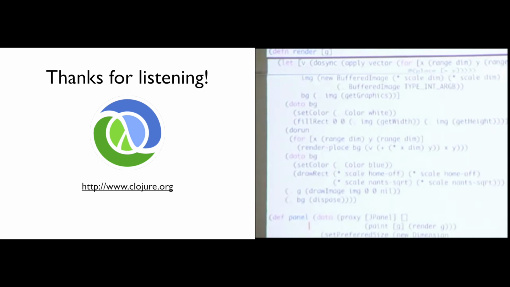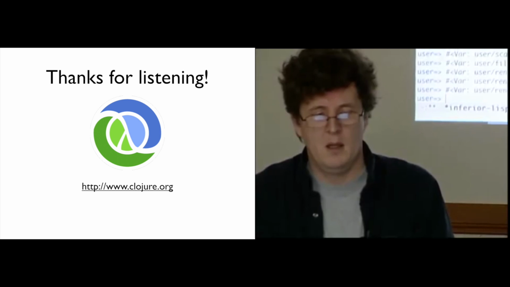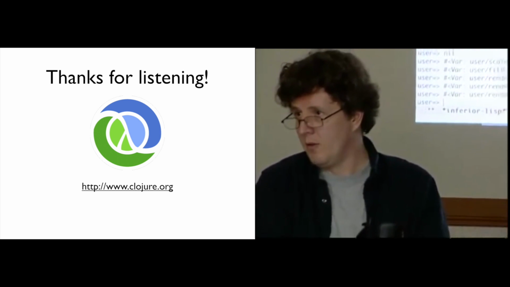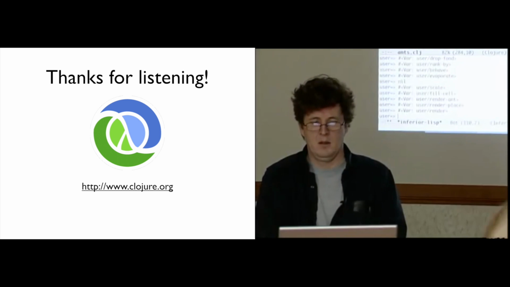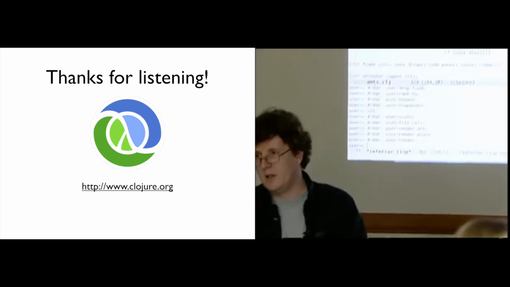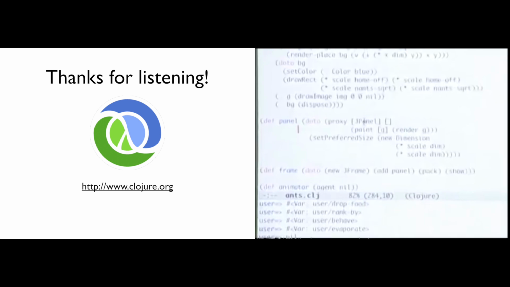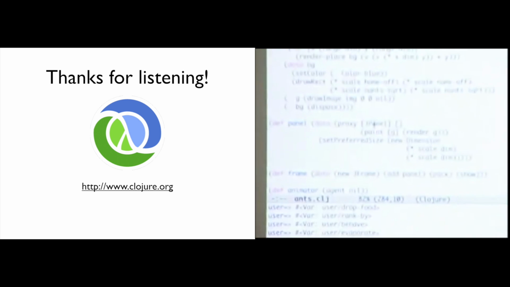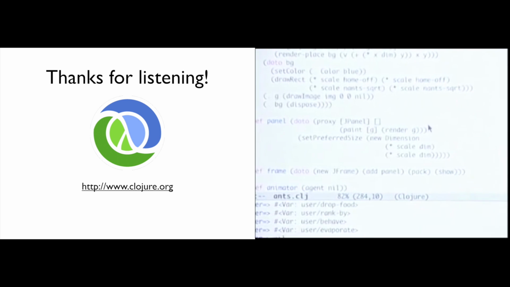I need a panel. That's a graphics thingy, right? That's your window. JPanel, paint. I've just defined an instance of a derived class of JPanel and defined the paint function. That's it. That's all it takes. So you say proxy, you put one class and zero or more interfaces, and you'll get a proxy class defined that is a derivee of that class and implements those interfaces, and then you can supply closures in here that define the function.